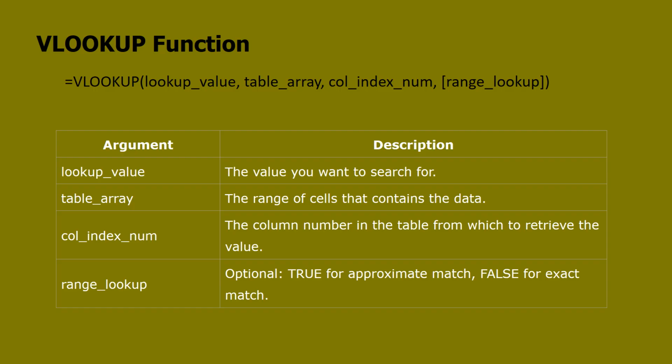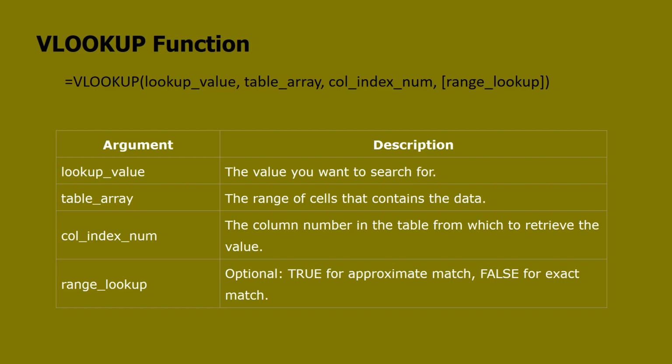Here you can see the VLOOKUP function. It's VLOOKUP within brackets: lookup value, comma, table array, comma, column index number, comma, range lookup, close the brackets. Lookup value is the value you want to search for.